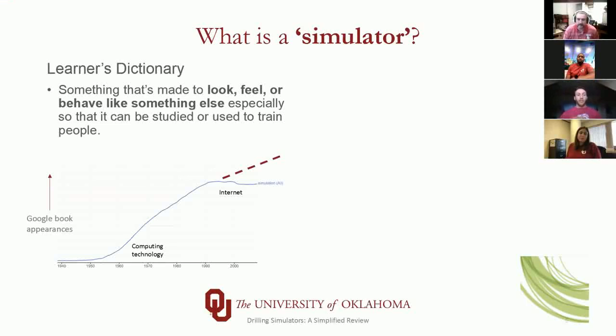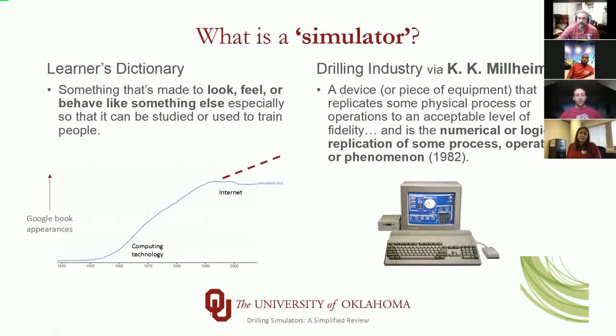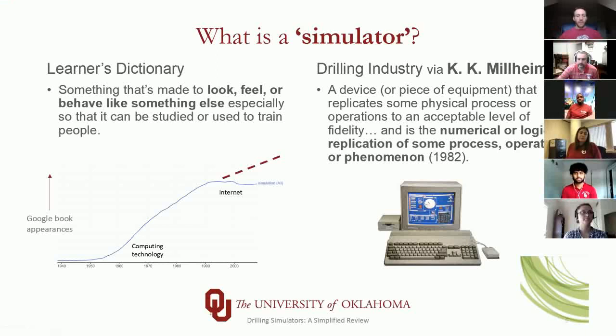I like to look at it just from a word standpoint. So I pulled up this Google Books search of basically when the word simulation or simulator started appearing. You can see in 1950, 1960, and 70, computing technology evolved greatly, and the word even started appearing like crazy. Now, once the internet came, of course, books are moving online. I like to think the trend would continue, but the idea here is that the word by itself just means to look, feel, or behave like something else.